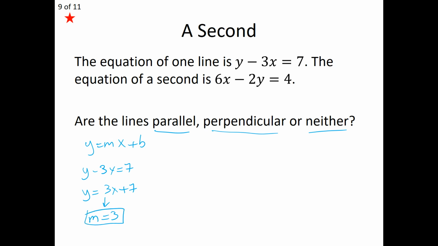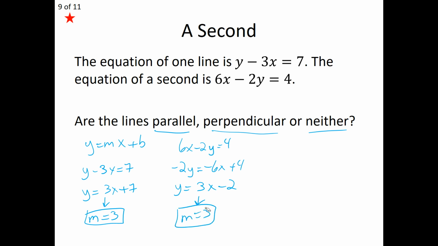Let's find the slope of our second line. We have this 6x minus 2y equals 4. Let's then figure out what our value of slope is. So I'm going to solve for y. I'm going to subtract 6x on both sides. I get 2y equals negative 6x plus 4. I'm going to divide by negative 2 on both sides. I get y equals 3x minus 2. And from there, I find what my slope is. There it is. My slope is 3.